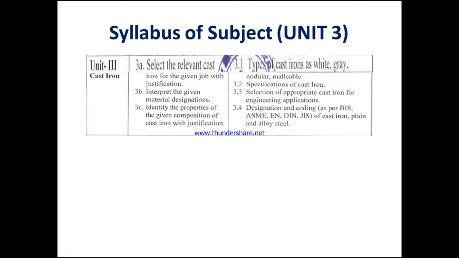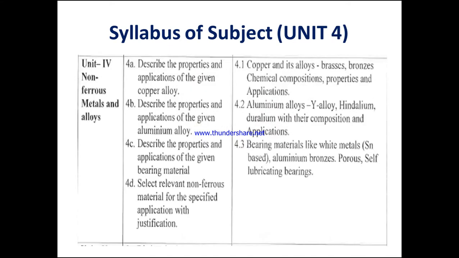In the last lecture, we discussed the syllabus up to unit number 3, that is cast iron. Now the next unit is unit 4, that is non-ferrous metals and alloys. In this case, we have to study the different non-ferrous materials which are used for engineering applications. So these materials are copper and its alloys.